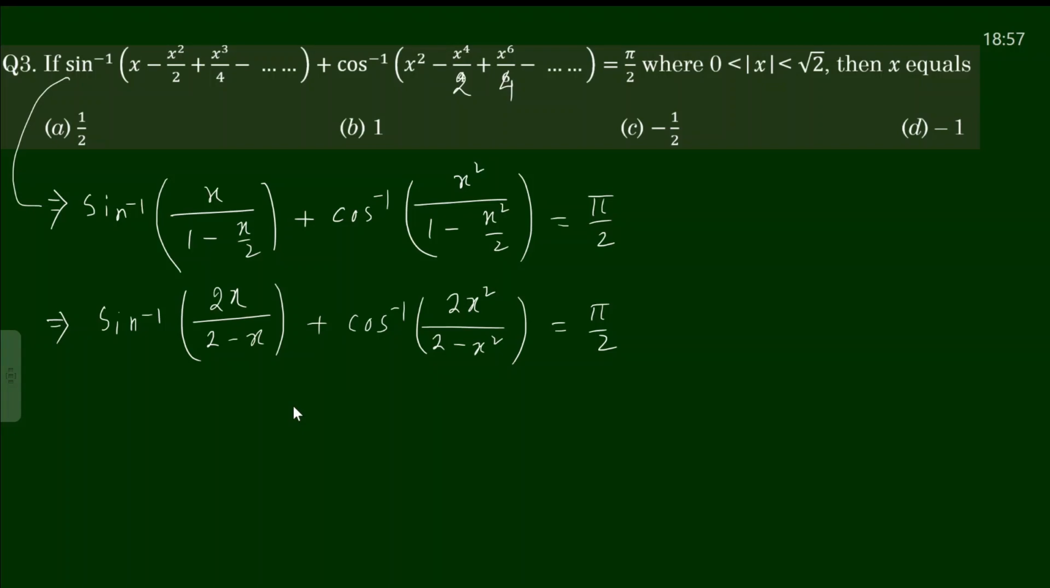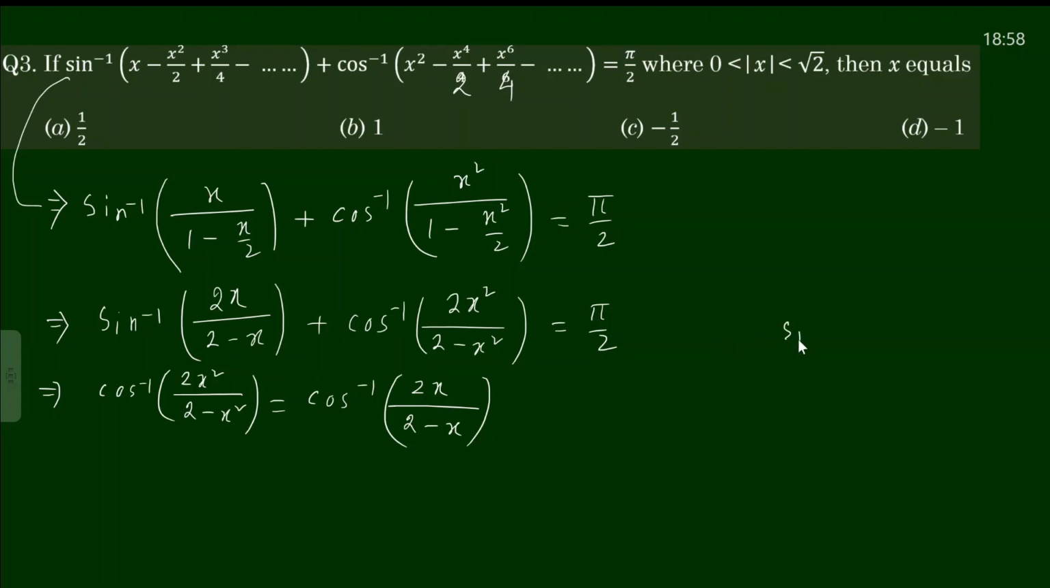And so from here you can write, this implies, you shift this term to the right hand side, that is cos inverse of 2x square divided by 2 minus x square is in the left hand side remaining, and on the right hand side it is pi by 2 minus this term, which will give us cos inverse of 2x by 2 minus x. It is actually pi by 2 minus this one, and by a formula of inverse trigonometry, it is simply equal to cos inverse of 2x by 2 minus x.